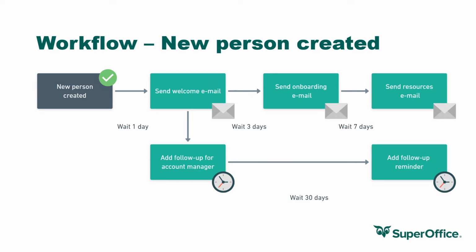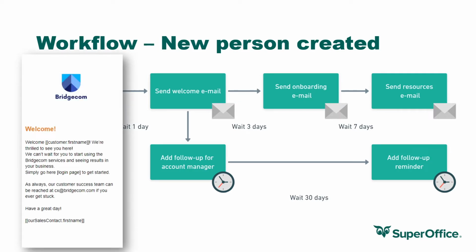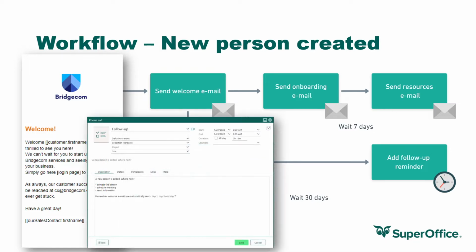This workflow is triggered when a new person is created in SuperOffice. Then we will wait one day, and then a welcome email is sent from service, where the customer can reply back, and that creates a request in SuperOffice. Then a follow-up with a predefined text is created in the account manager's diary. And after 3 days, a second email with onboarding tips is sent. And 7 days after a person is created in the system, an email with tips and resources is sent. And every 30 days, a follow-up is added, reminding the account manager to call and check in with the customer.